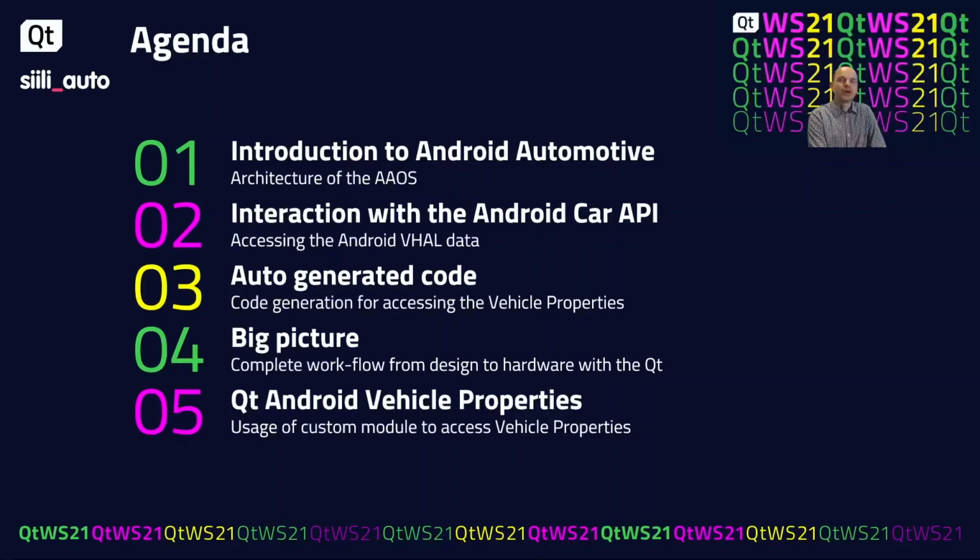After all, I will talk about a new module from Qt for Android Automotive, whose purpose is encapsulation of vehicle properties mapping and offering a convenient way to integrate the car API with a Qt application. This module is named Android Vehicle Properties.